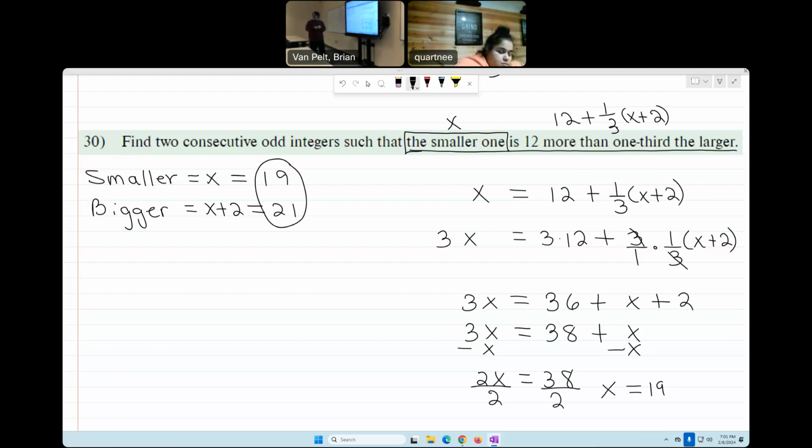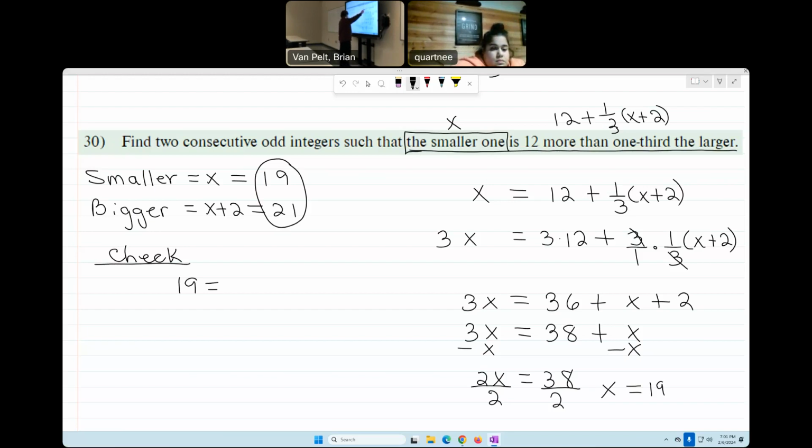Now, should we check ourselves to make sure it actually did work? This business right here, this 12 plus 1/3 of x plus 2, is supposed to be equal to the smaller one. Well, let me check this out. So there's my equation, so I'm gonna replace x with, what was our answer, 19? 19. All right, check 19 goes on the left, that's where the x is.